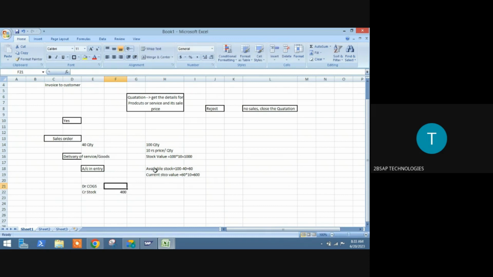Okay. So here what happened? Cost of goods sold. This is your 400.